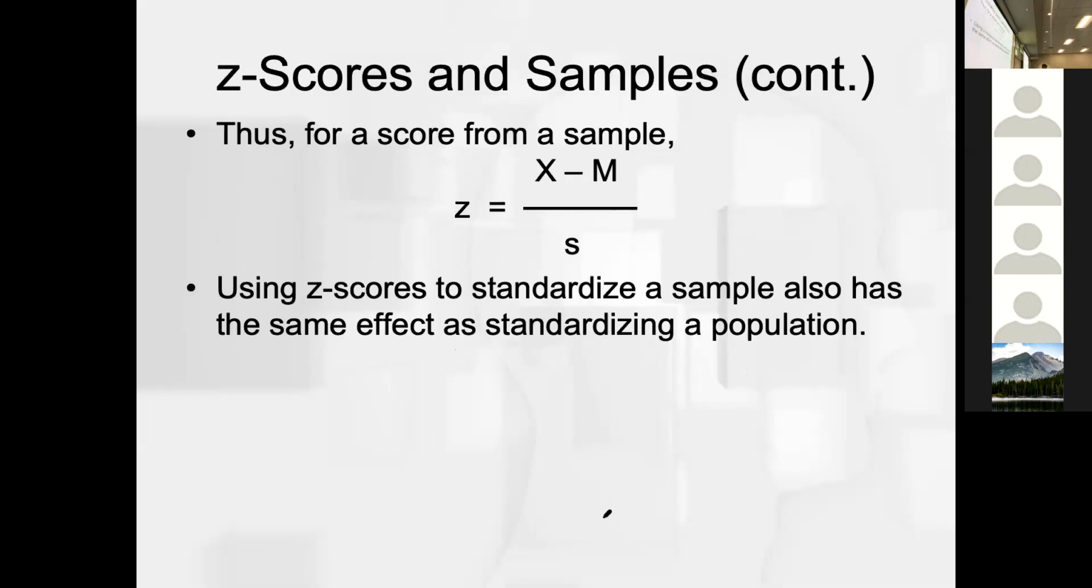It's also possible to calculate z-scores for samples and not just populations. The equation is the same, it's just what you're putting in, all right? So the mean is the same, it's just represented by M rather than mu to denote that this is a sample. And then you have your S here, which designates the sample standard deviation rather than the population standard deviation. But the core of the equation hasn't changed, right? You still need a mean and you still need a standard deviation.